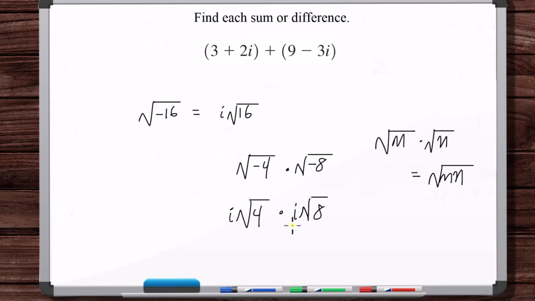All the rules are completely valid. I don't have anything to worry about. Just treat i like it's any other number. It's just the imaginary number. Just like pi is just pi. It represents 3.14, etc.